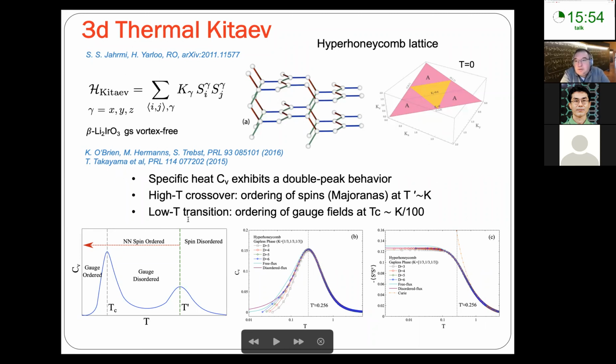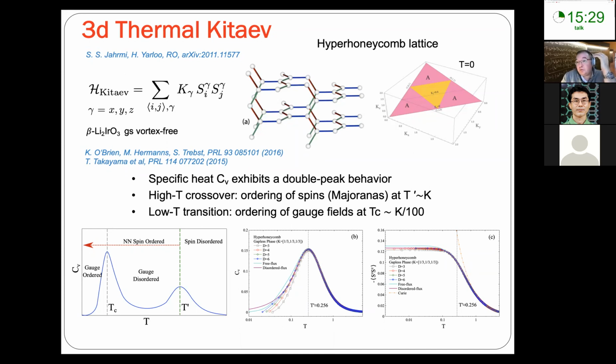Now at low temperature, there is an actual phase transition, and this corresponds to the ordering of the other quasi-particles that show up in the Kitaev model when you map the spins to fermions, which are the gauge fields. So at low temperature, there is this ordering of the gauge fields. At high temperature, there is the ordering of the Majoranas. The low temperature corresponds to a transition. For the high temperature, there are claims that this corresponds to a crossover, all right?